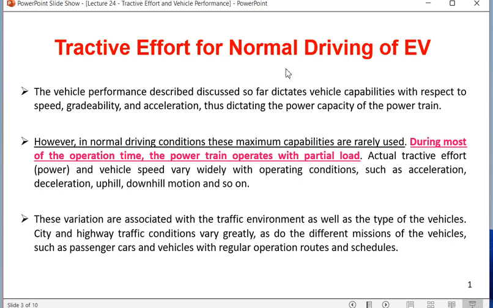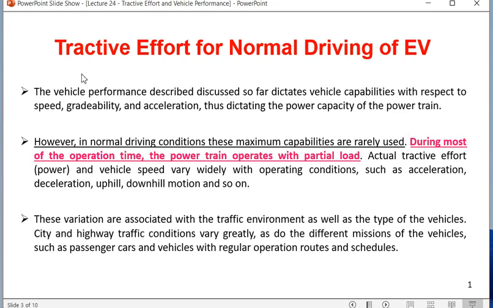We have seen the formula of I, or sine alpha, in the previous lecture. That is called the gradability characteristic. We have also seen what the power capacity is and what parameters dictate the power capacity of the whole powertrain in the previous lecture.